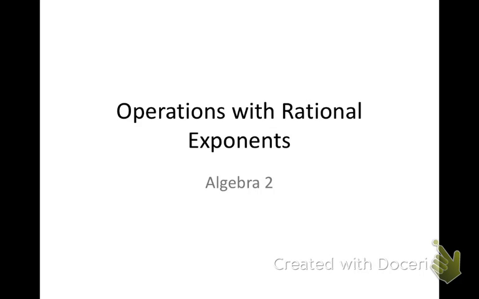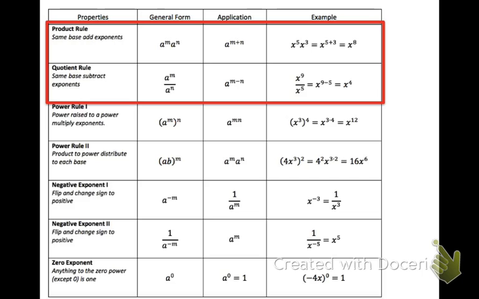Operations with rational exponents. At the top of your notes, it has a place for the product rule and the quotient rule. These are two important exponent rules that we use in this concept. So this might be something you want to write down, these two rules that I have in red.